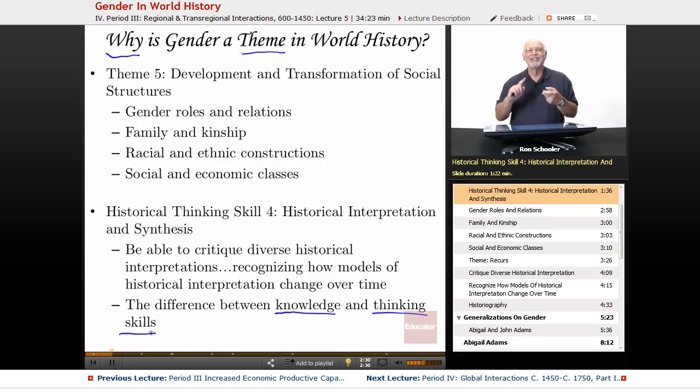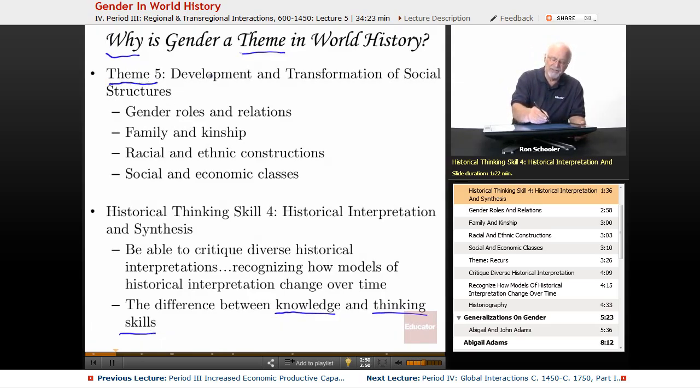Unfortunately, many students think it's only the knowledge, and they learn all the knowledge, and then they don't do well on those essays because they can't manipulate it. They can't think it through. So we're doing both. So first of all, let's look at a theme.